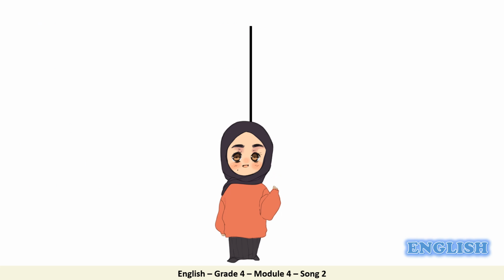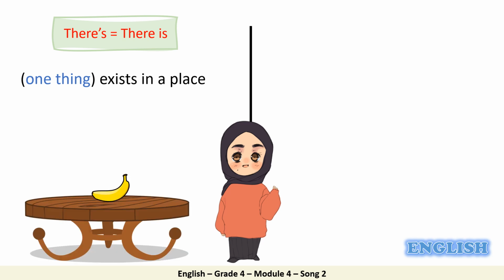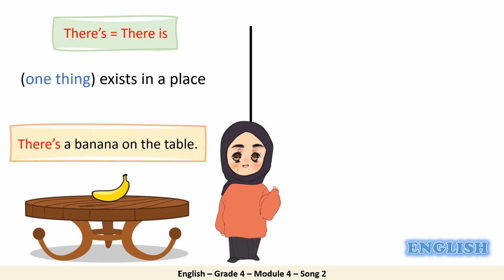Let's tell the difference between them. There is, it's the same as there's, and we use it to show that something exists in a place, and one thing only. Look at the example. What do you see on the table? We would say, there's a banana on the table. Great.